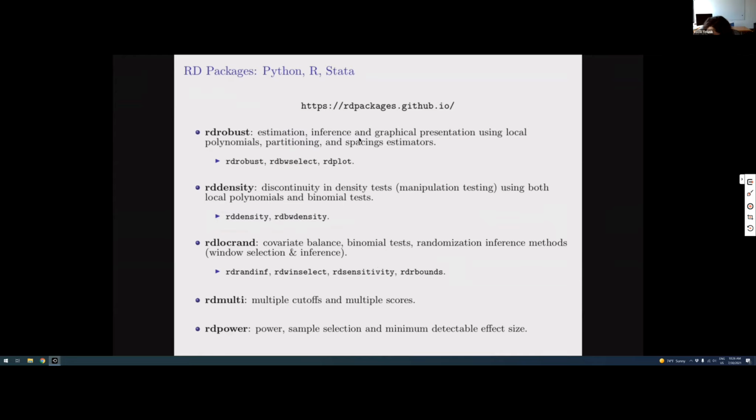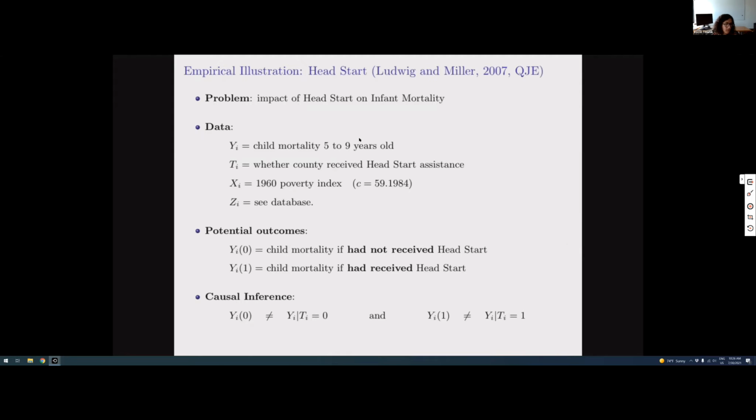For this, I'm going to use software. So here is the information on where to access our software packages. We have packages for RD estimation, visualization, and inference in Python, Stata, and R. You can find the GitHub page there, download them, and install them on your preferred platform. And I'm going to use a little bit of those packages now to illustrate how to analyze a real design.